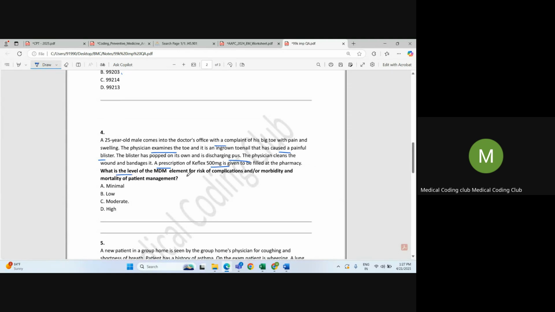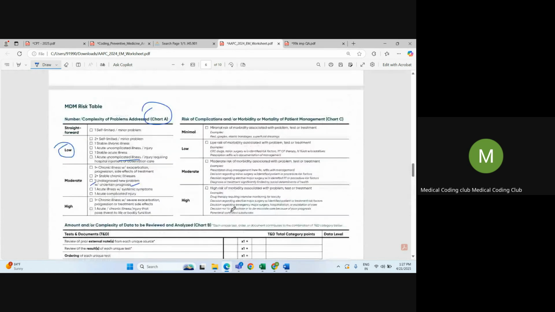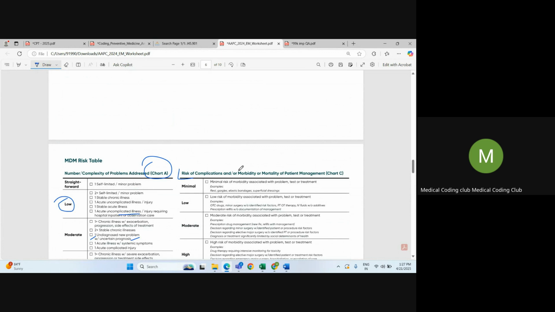What is the level of MDM element for risk of complications and/or morbidity and mortality of patient management? So see here, they're not asking for the final MDM, they're asking for the level of risk, that is chart C. What is chart C? You can see the MDM element of risk of complications. So chart C is risk of complications, morbidity, mortality of patient management. They need only this chart level, not the final MDM level.